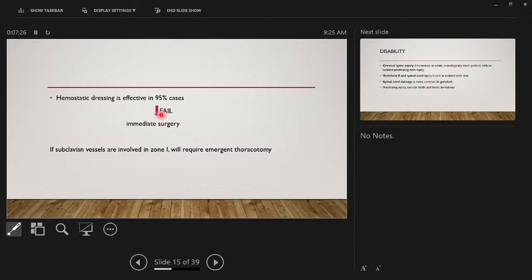So management, first start with the hemostatic dressing, which is effective in mostly 95% of the cases. If it fails, then immediately shift the patient to the OT. If subclavian vessels are involved, then zone 1 can also be taken up toward the OT.